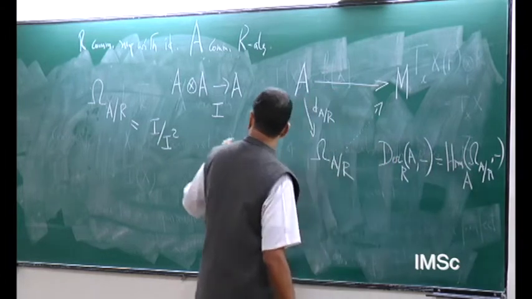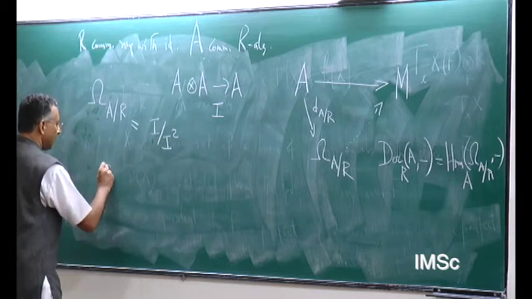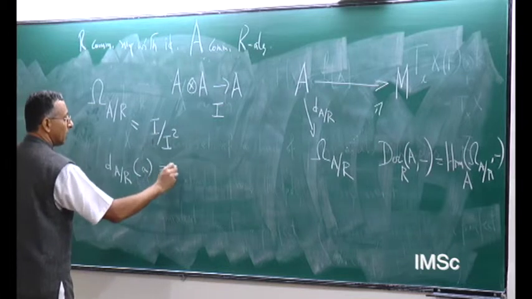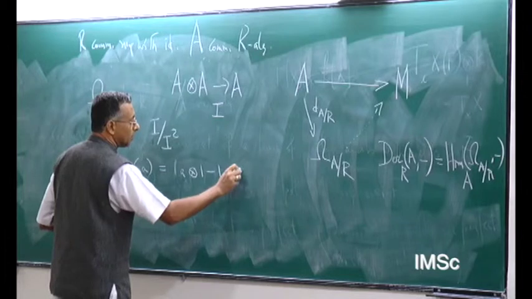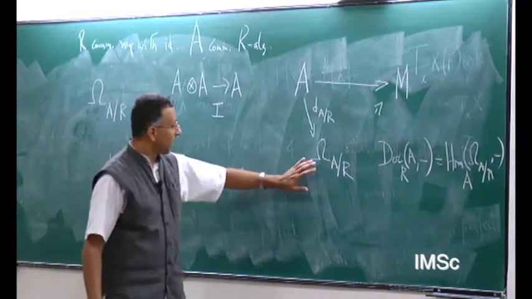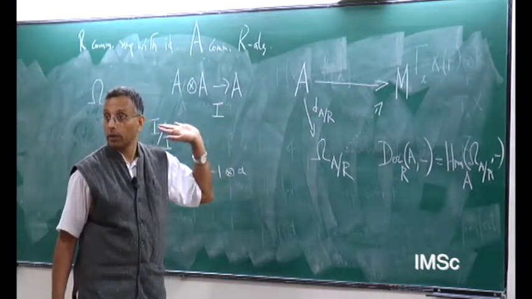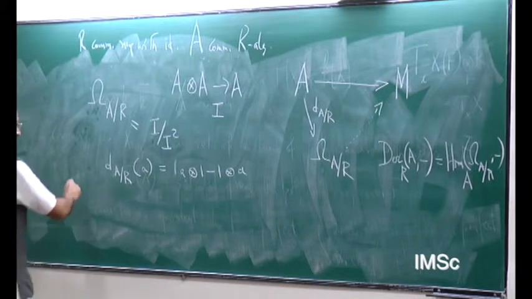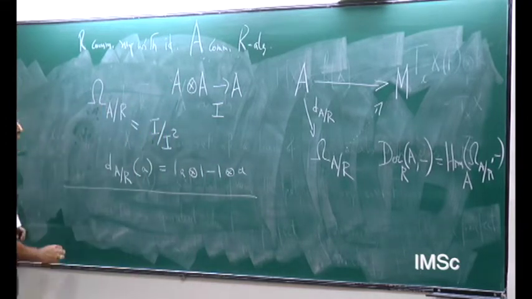If I take Ω_A to be I by I square, and d_A from A to Ω_A to be 1_A tensor 1 minus 1 tensor A, this pair, I mod I square along with this map, has the required universal property. This is what we have to prove, right? So we'll just go through the details quickly. Hopefully this time I will get it right. Okay, so let's see, what all do I have to show?